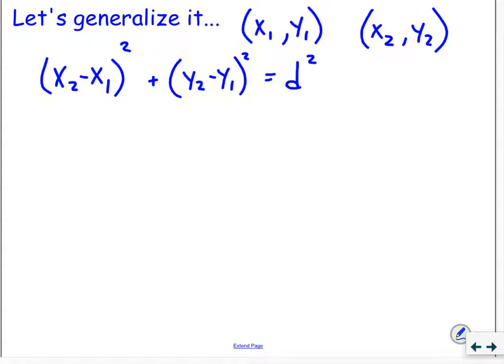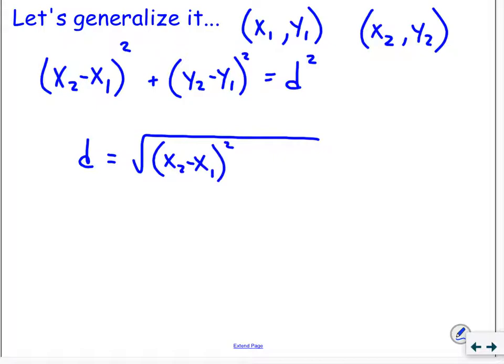Now, to be honest with you, we don't really like our equations equaling something squared. We like to solve for the variable we want. So if we want to solve for d, we'll take the square root of both sides. So the square root of d squared becomes d. And on the other side, we get a big old square root of the sum of the squares of the differences of the coordinates. How about that? We call that the distance formula. It's really just a glorified Pythagorean theorem. But it allows you to maybe not use graph paper if you don't necessarily want to.